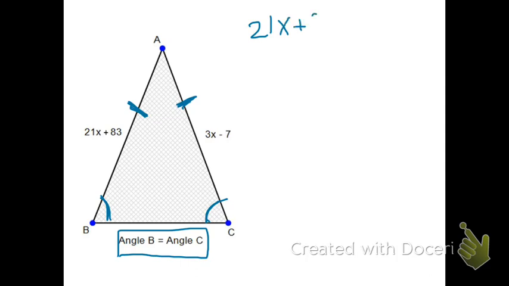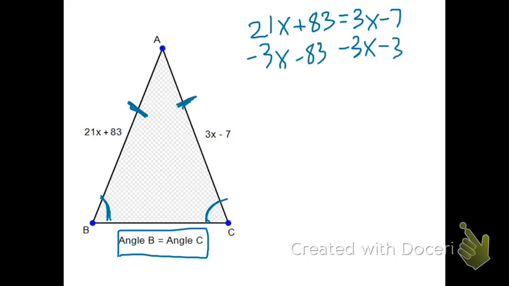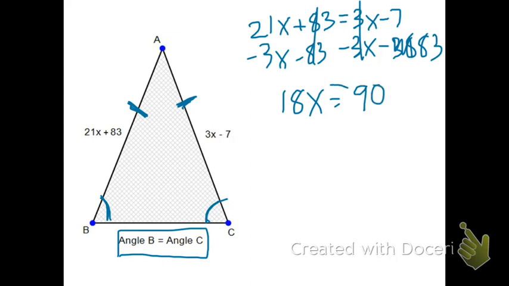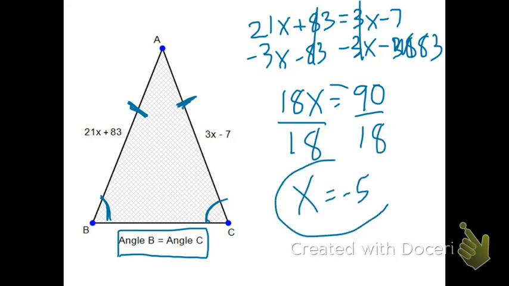So 21x plus 83 is equal to 3x minus 7. And now we're going to solve for x by subtracting 3x on both sides and also subtracting 83 on both sides. And I get 18x equals, when I subtract 83, the 83s cancel out, and 3x minus 3x cancel out, and then negative 7 minus 83 adds up to negative 90. So when I divide both sides by 18, x is equal to negative 5. And if you were to plug that back in, you would get that the two sides would be equal. Now, let's move on.